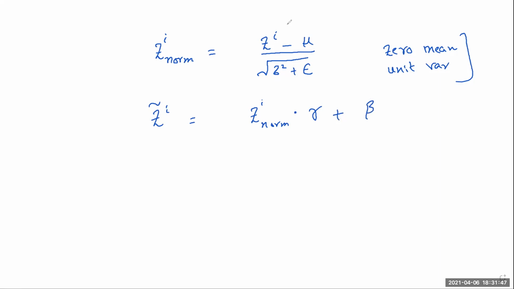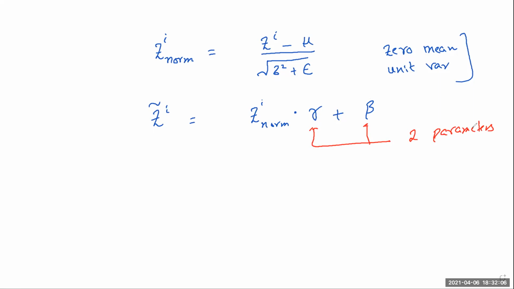Okay, now what are gamma and beta? These are two additional parameters which are actually learned, right? I'll explain in more details, and I'll tell you how they are learned. But before that, let's see what actually is going on here.